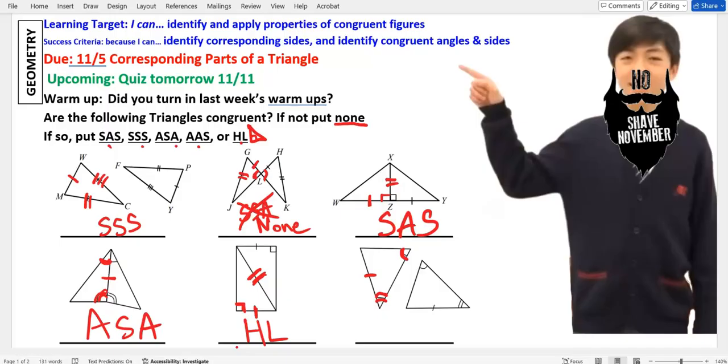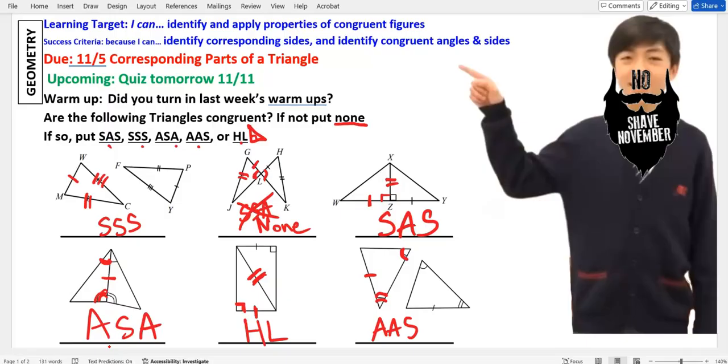Is the side in between the two arcs? Look, here's the arc, here's the arc. There's nothing in between them right here. So this is what we call angle, angle, side. Whether it's side, angle, side, or side, side, side, or angle, side, angle, or angle, angle, side, those are the five, plus the tricky one. Don't get caught writing that donkey word on my paper.